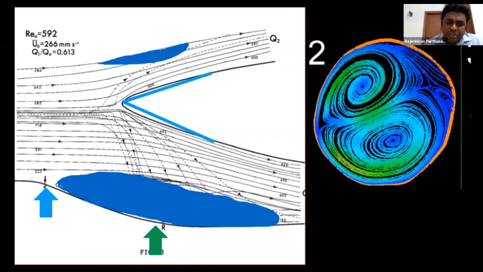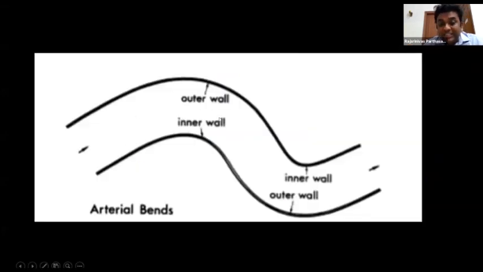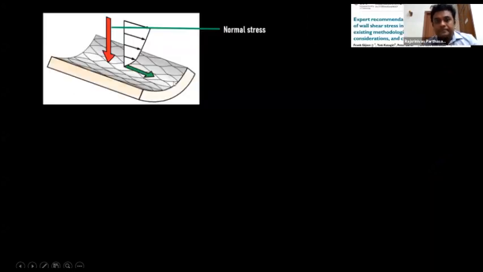Wall shear stress plays an important role whenever there is a curve in the artery. What we know is there is less wall shear stress on the inner wall. If there is a direction of flow this way, the wall shear stress is higher on this wall and less on this wall. So if an atherosclerotic plaque is going to form, it will be along this inner wall rather than the outer wall. We have two types of stress: one is the normal stress and the other one is shear stress. We have talked about shear stress.